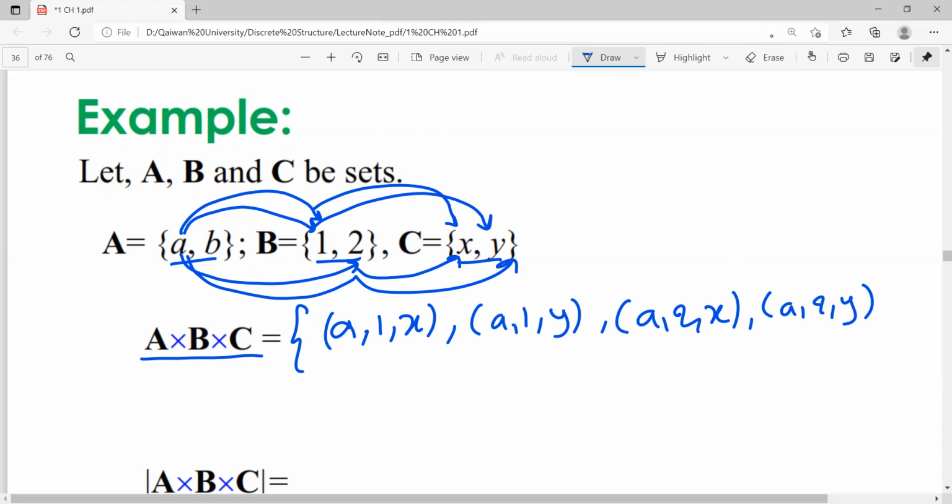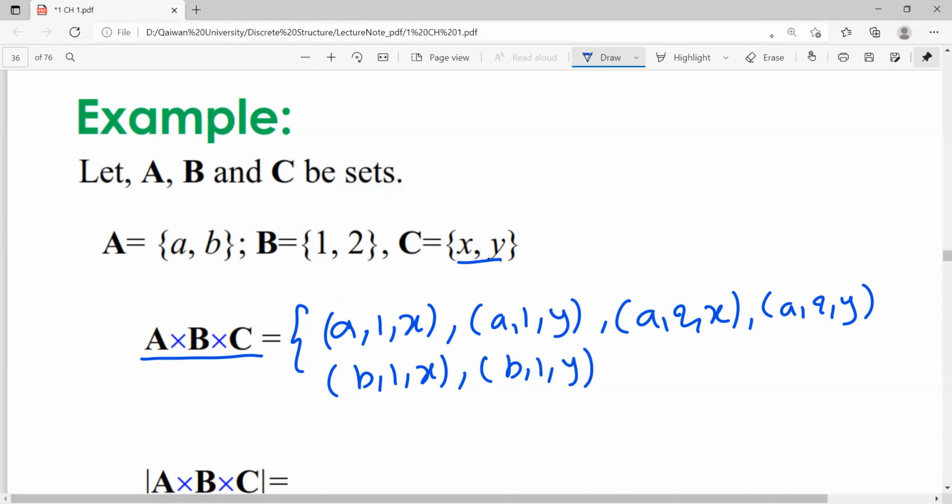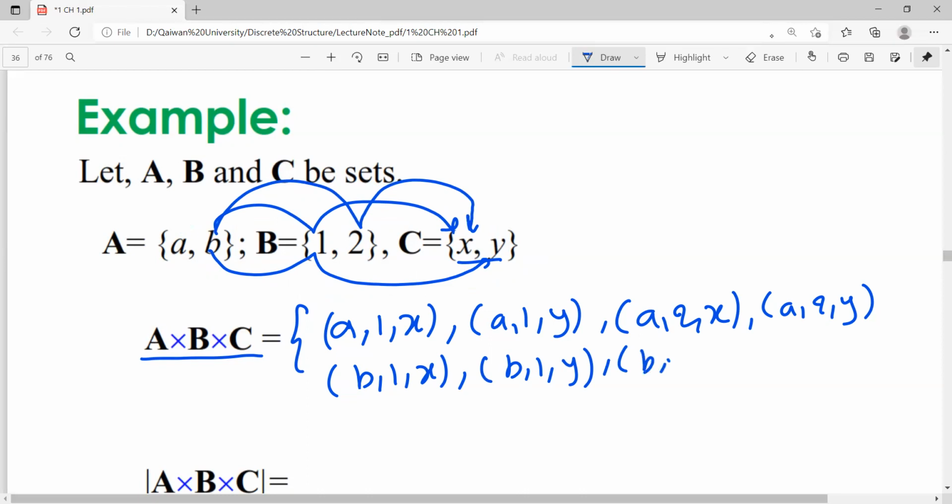Then for b, we're going to find all: (b, 1, x), (b, 1, y), (b, 2, x), and (b, 2, y). That's all the elements that you get here.